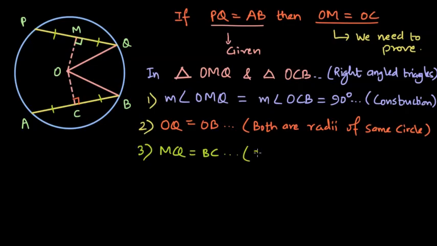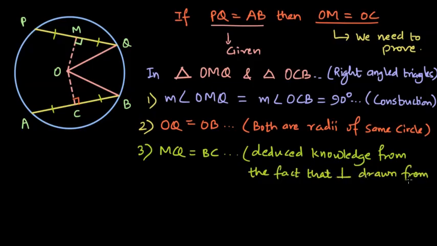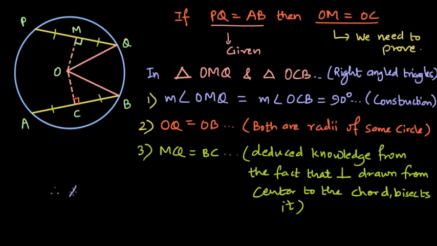I can say this is deduced knowledge from the fact that a perpendicular drawn from the center to the chord bisects it. You won't really have to write such a long reason in the exam, but I'm just writing it for you to understand. This is deduced knowledge from the given point as well as something that you know from geometry. So we have got three elements in the two triangles that we considered to be equal, and it is enough to show that triangle OMQ is congruent with triangle OCB.